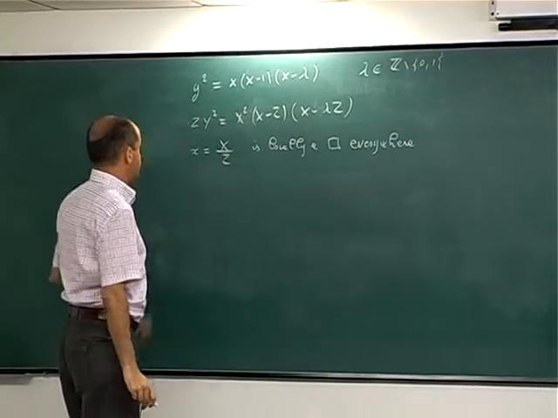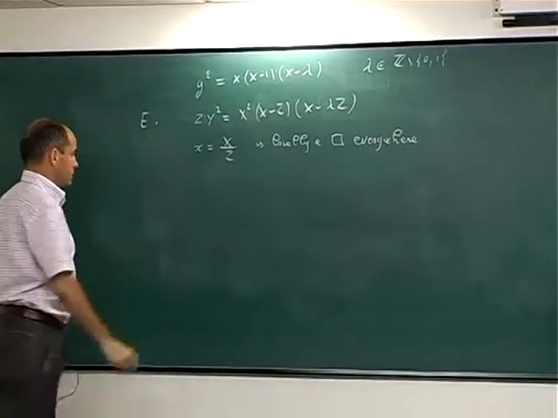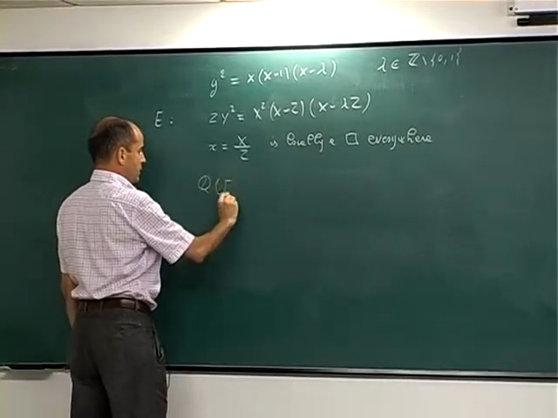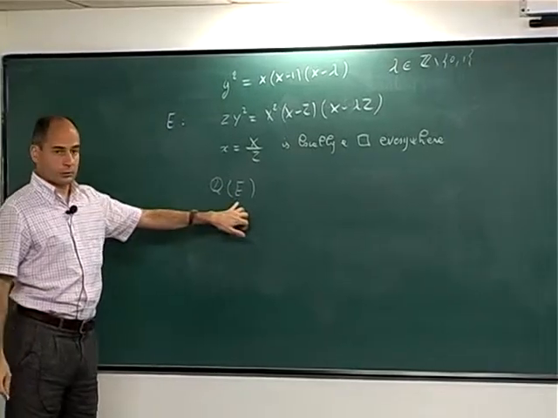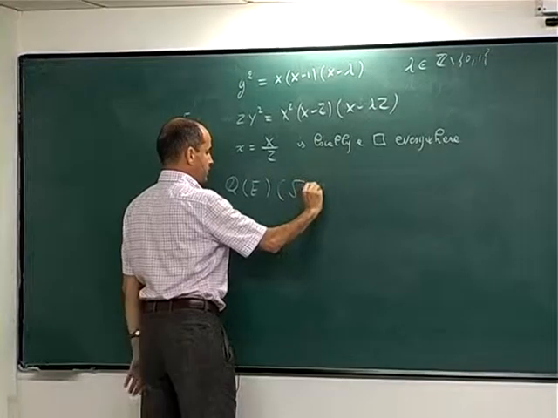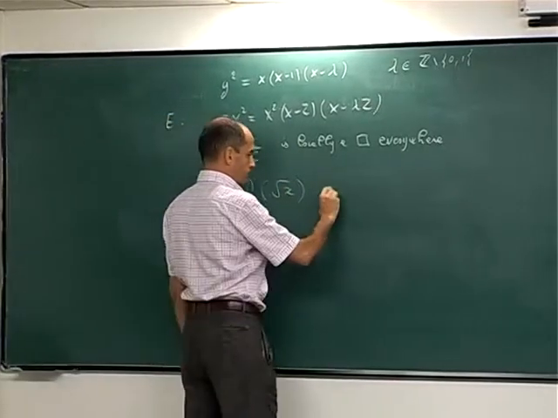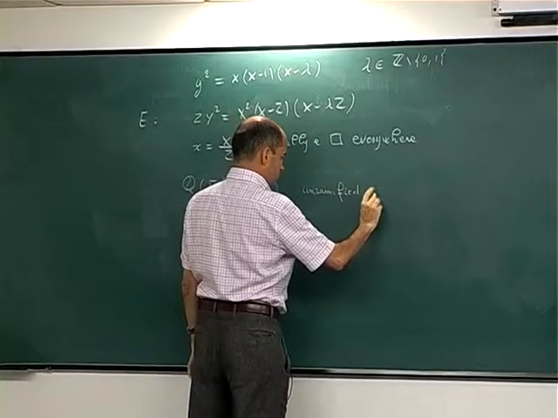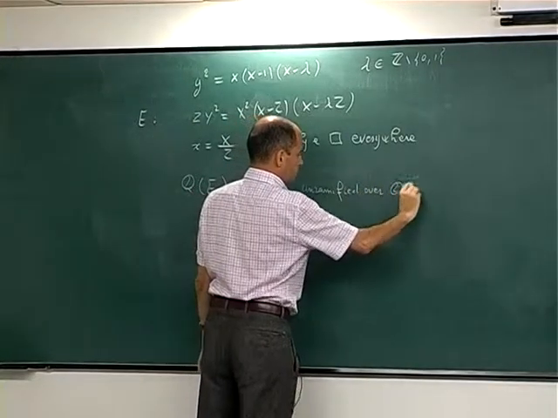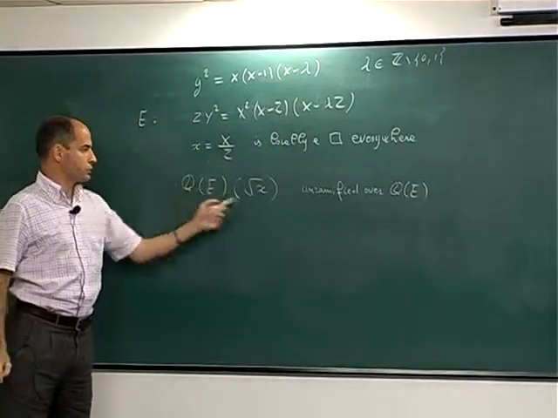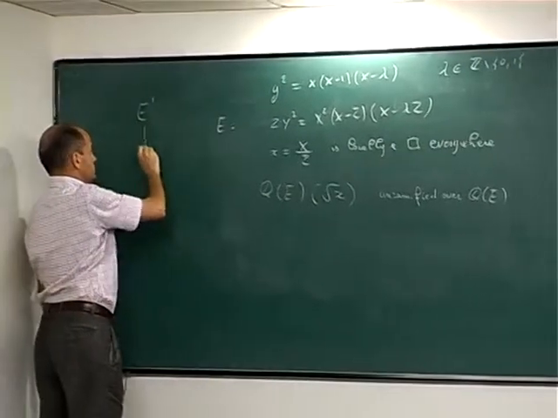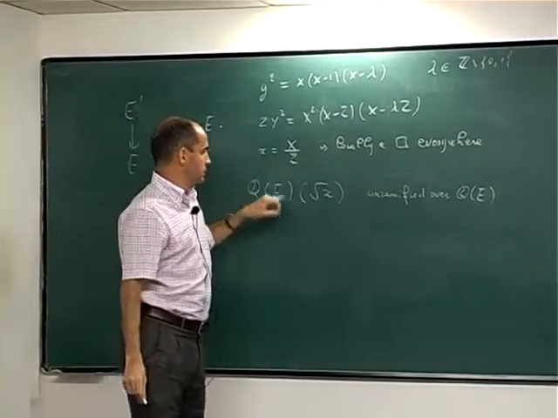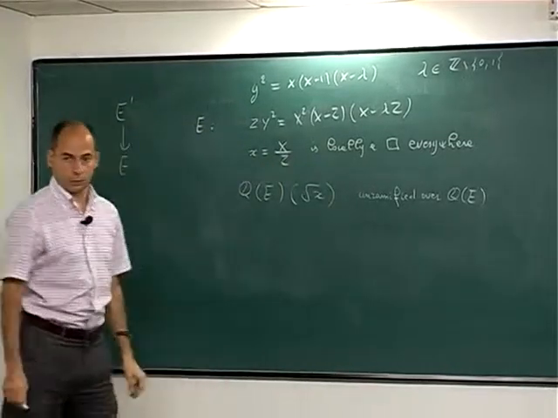So if I call this curve E, the field extension obtained by adding to the rational functions on E the square root of x will be unramified over Q of E. So this function field corresponds to another curve and the morphism to E. And this morphism will be unramified since x is locally a square everywhere.